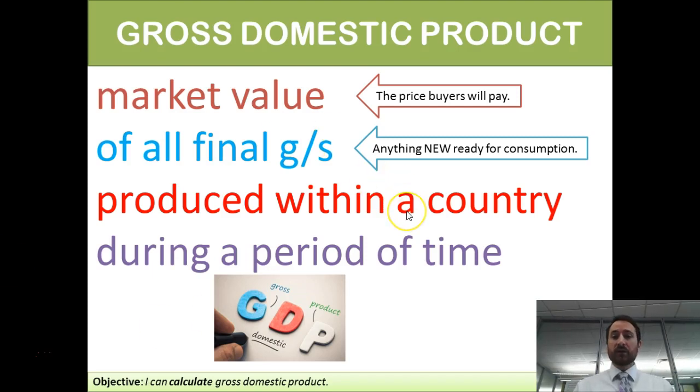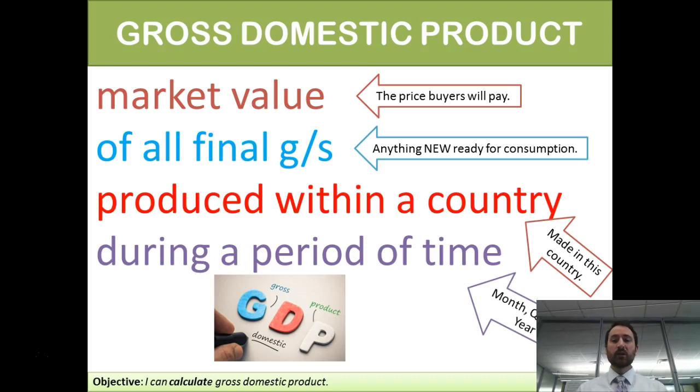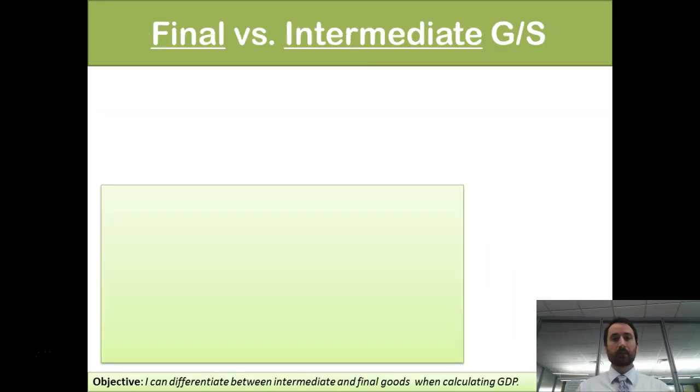It has to be produced within a country. So if we're talking about the GDP of the United States, we're talking about items that are made in this country. Not something that was made overseas and shipped over here. We're talking about stuff that's produced here. And then during a given period of time, typically for GDP, we're going to be talking about every quarter. GDP numbers are published every 3 months. We call that every quarter. But some statistics are published every single month, like the unemployment rate, or possibly every year. So you want to pay attention to the period of time as well.